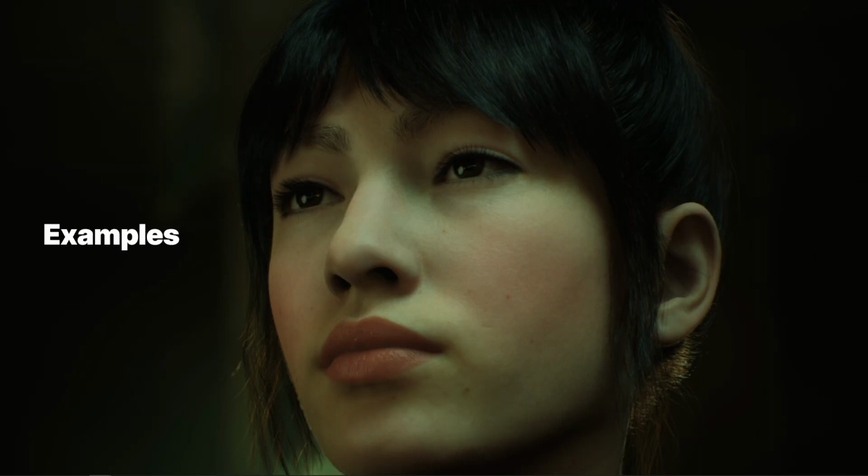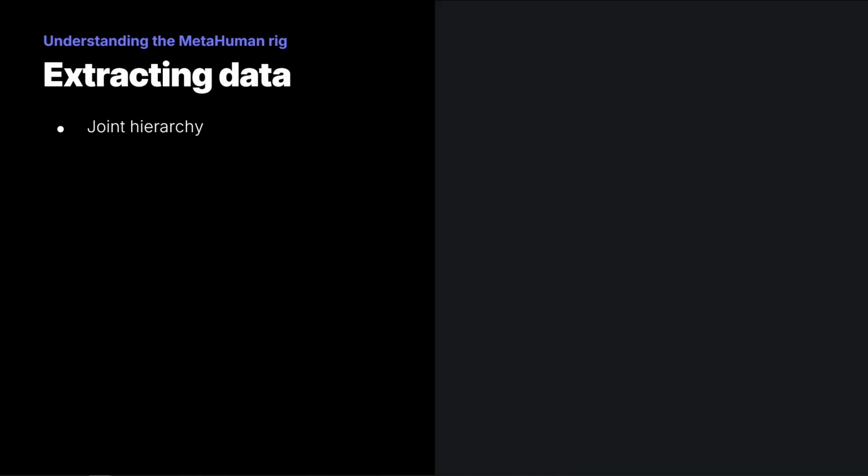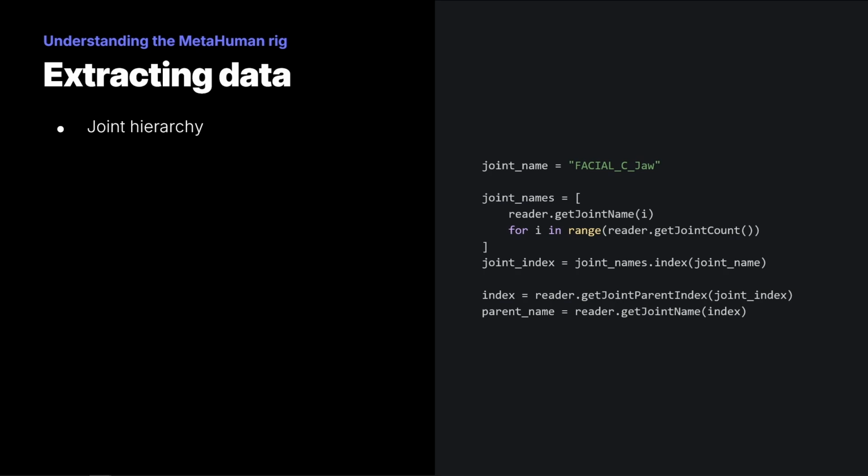Let's move on to some simple code examples where we can actually start combining data found in different layers into other useful information. One example of using data found in the definition layer is to extract the joint hierarchy. I'm going to pause for a couple of seconds so everyone can get a chance to read this.